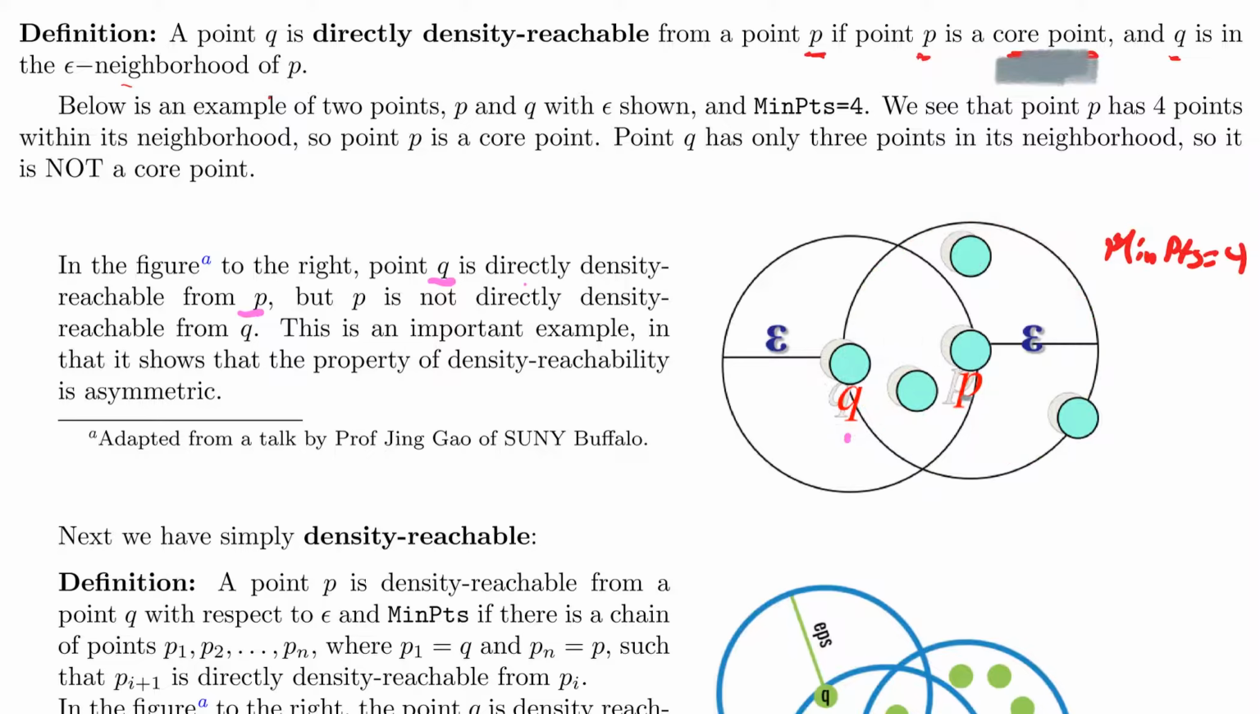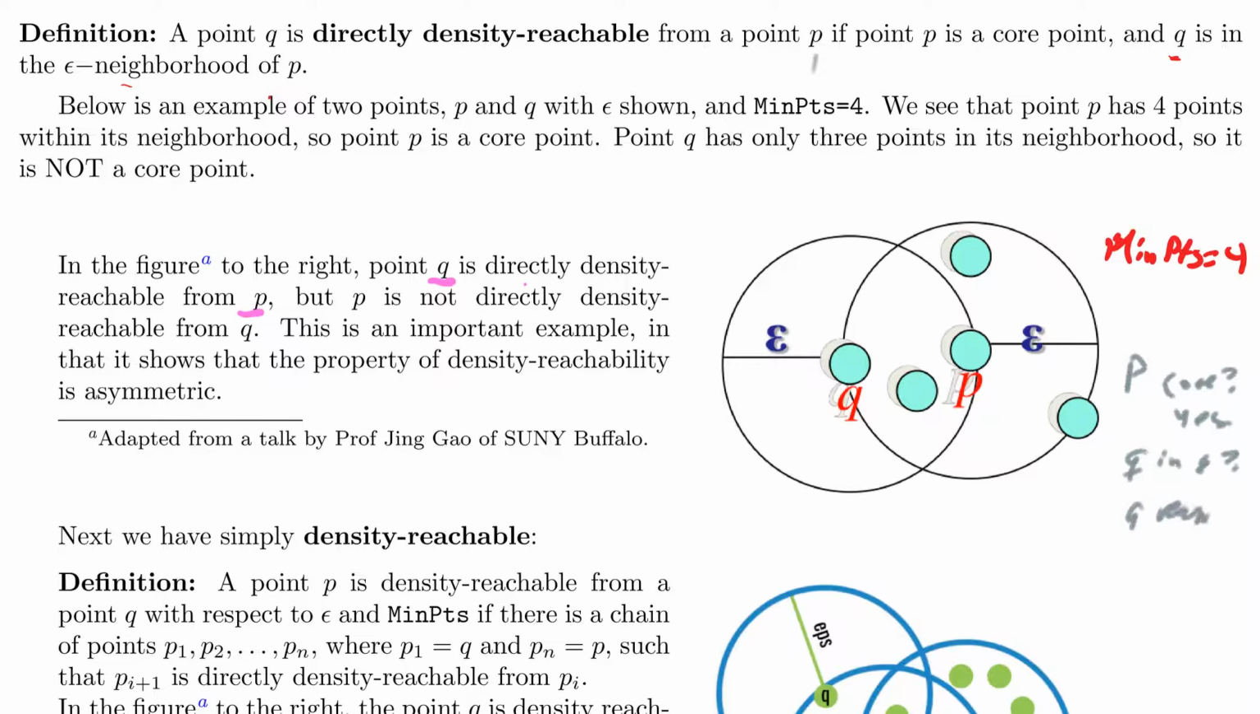Just to repeat this. A point Q is directly reachable from P if P is a core point and Q is in the epsilon neighborhood of P. So here we go. There's a couple things you've got to check, right? Is Q directly reachable from P? Is P a core point? Yes. Is Q in the neighborhood? Yes. So therefore, Q is reachable from P.